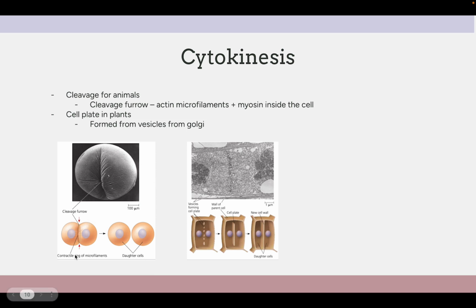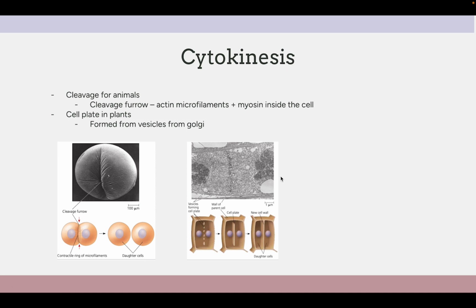And we've got myosin inside the cell, and it's almost like a zip tie. You're pulling it tighter and tighter like a drawstring until eventually you cleave the cell into two. And then in plants, we have a cell plate because plants have cell walls.